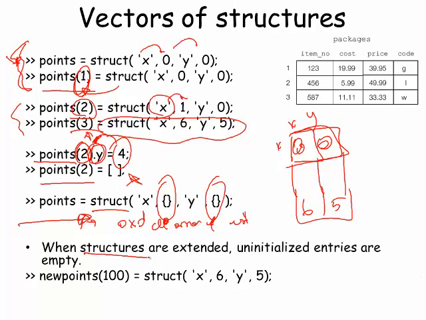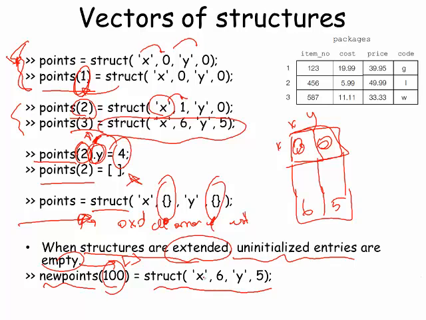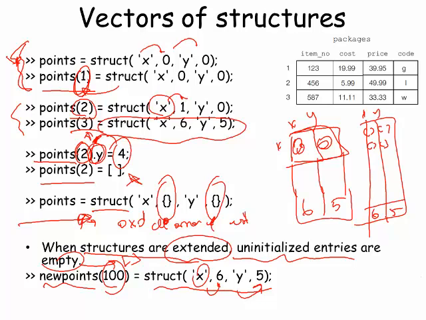So when structures are automatically extended, uninitialized entries are empty, meaning they are an empty matrix. So if I say new points, the 100th new point is equal to structure x equals 6, y equals 5, I will get a new structure array where each of the rows is empty, and the 100th one contains 6 and 5. Okay?